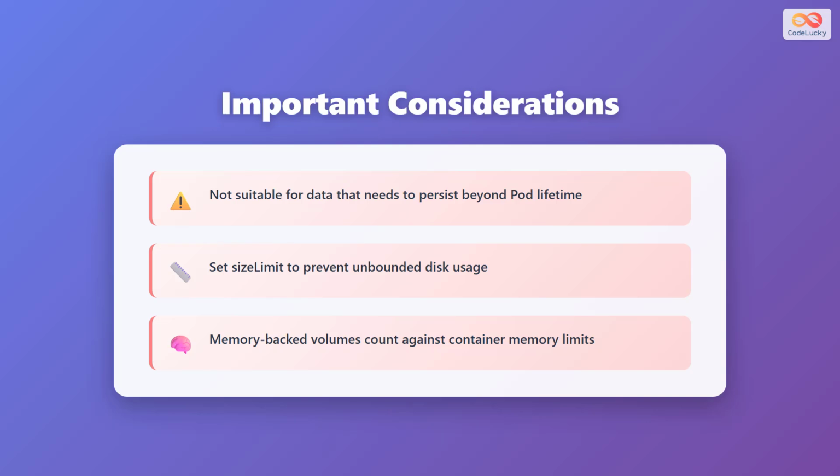There are several important considerations when using EmptyDir volumes. First, they are not suitable for data that needs to persist beyond the pod's lifetime. If you need persistent storage, consider using persistent volumes instead. Second, always set a size limit to prevent unbounded disk or memory usage, which could impact node stability and other pods. Third, when using memory-backed EmptyDir volumes, remember that the storage counts against your container's memory limits. Exceeding these limits can cause your pod to be evicted. Understanding these limitations ensures you use EmptyDir volumes appropriately in your Kubernetes applications.